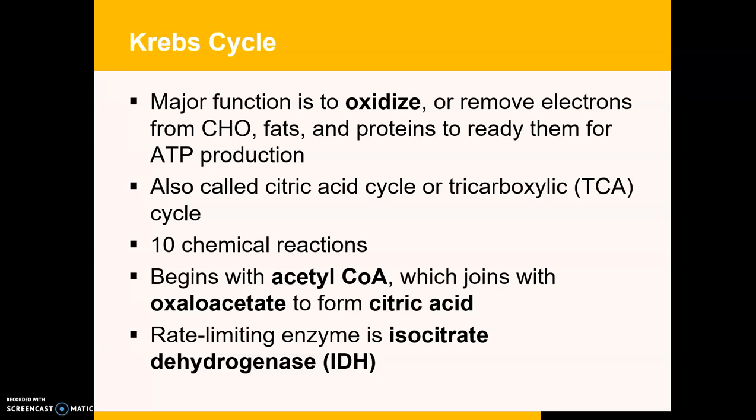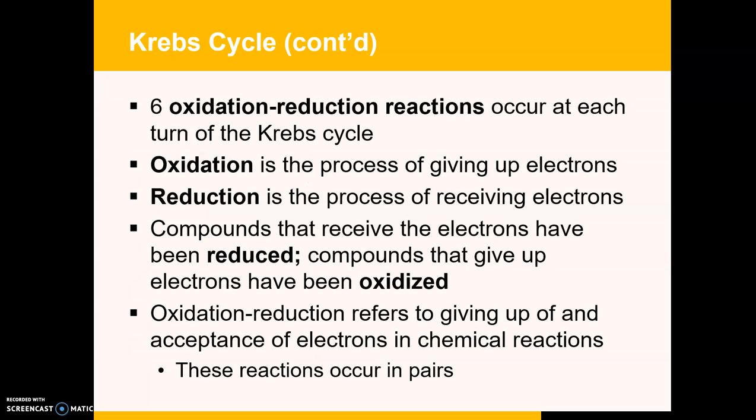During the course of the series of reactions, 2 carbons are lost. That is due to the formation of 2 carbon dioxide molecules. And the reactions eventually return to the 4-carbon oxaloacetate, which is then available to combine with another acetyl-CoA, which we call a repeating cycle of chemical reactions. Beginning with pyruvate, 6 oxidation-reduction reactions take place for each turn of the Krebs cycle.